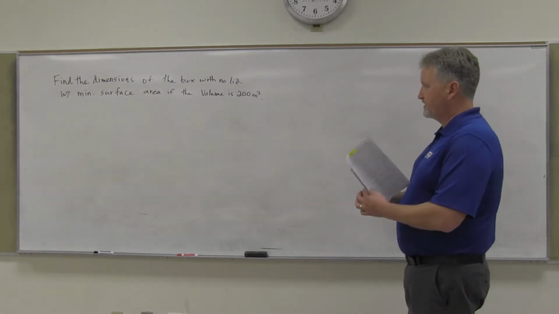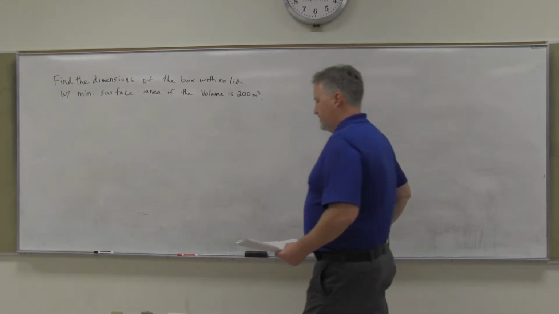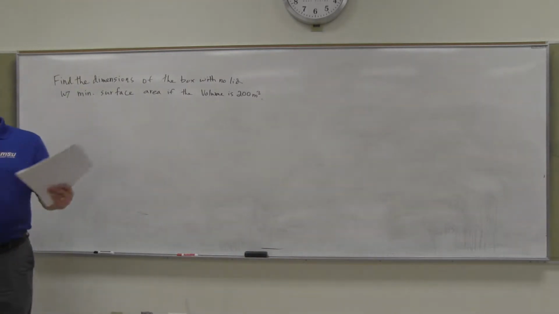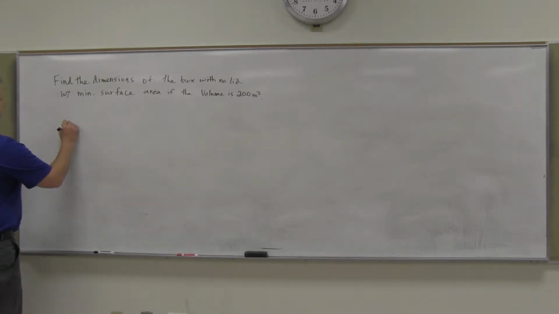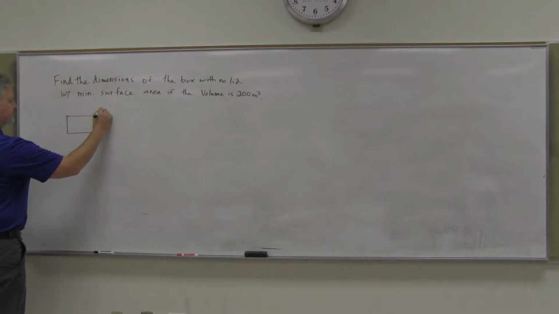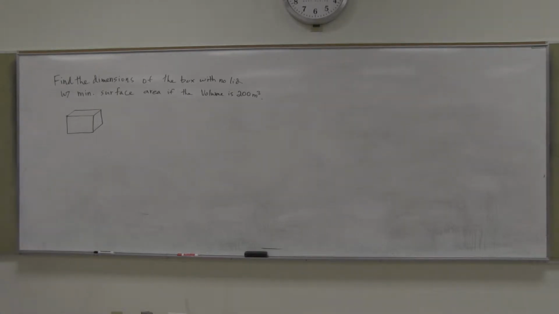Okay, box with no lid. We want the minimum surface area and the volume is 200 meters cubed. Let's draw a little sample here. I don't know exactly what it's going to look like, but you've got 3 dimensions.